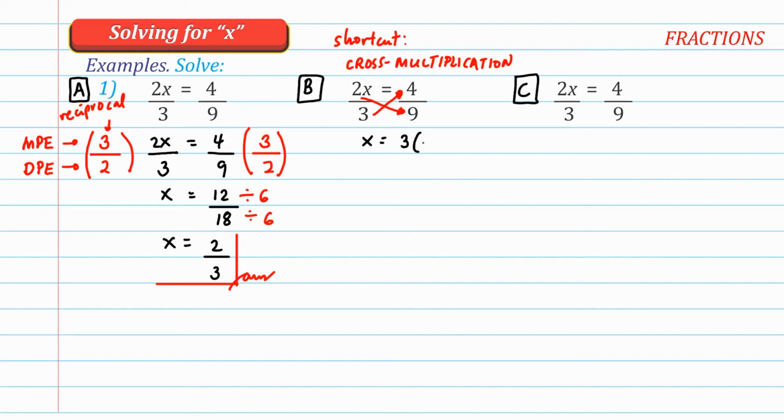So we have 3 times 4, all over, cross multiply mo ito, we have 2 times 9. Okay, now, of course, we can also multiply what we did here. Multiply the numerators, multiply the denominators. But let me try to show you a shorter way. Of course, some of you know this na.